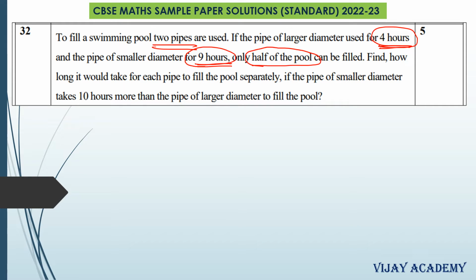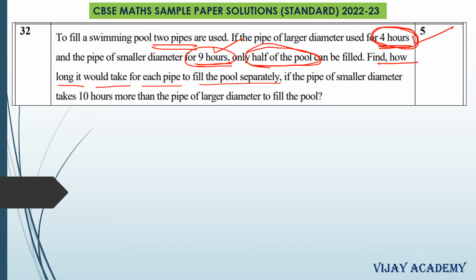So first we need to find out what part of the pool is filled by the pipe taking 4 hours and what part of the pool is filled by the other pipe used for 9 hours, and add them and equate it to half of the pool. So here, find how long it would take for each pipe to fill the pool separately. So we need to find out how long each pipe will take to fill the pool separately.